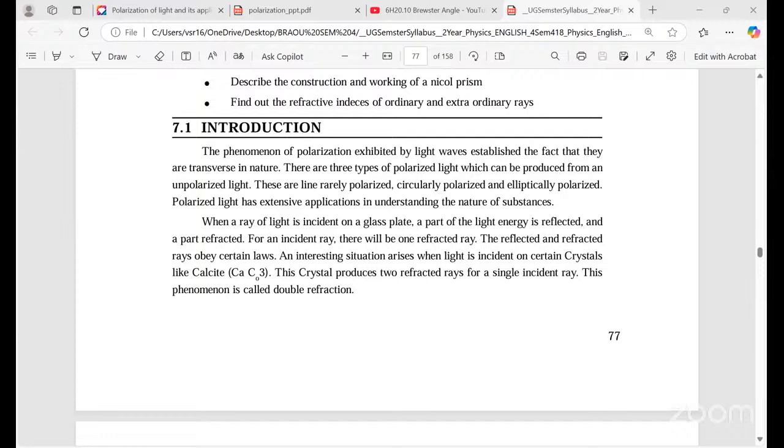So the essay question which may come here is Huygens' theory about polarized light, that is, circularly polarized light as well as elliptically polarized light. From this concept, you may get an essay question. And next, polarized light has very extensive applications to understand the nature of substances. So many applications are related to this concept.